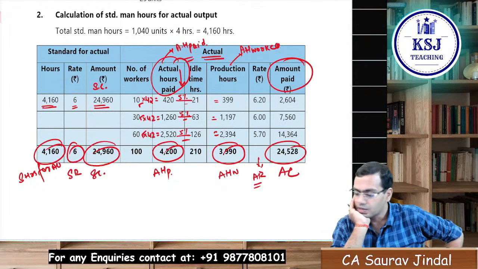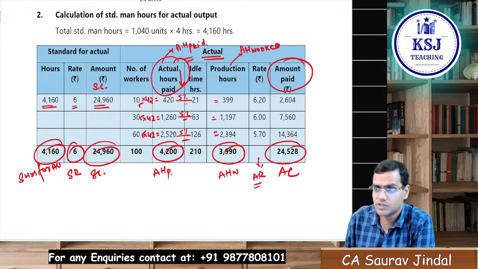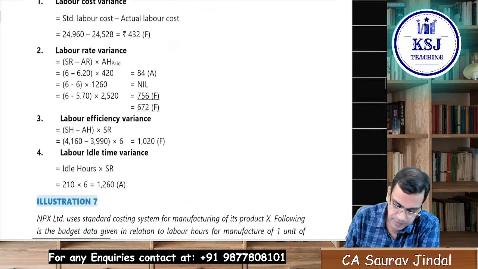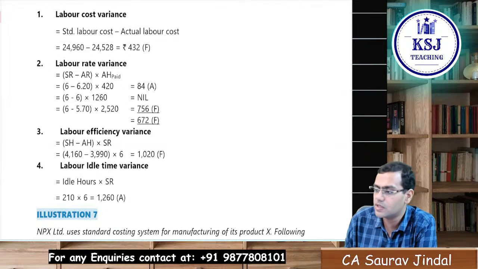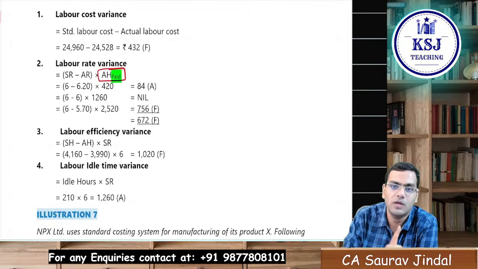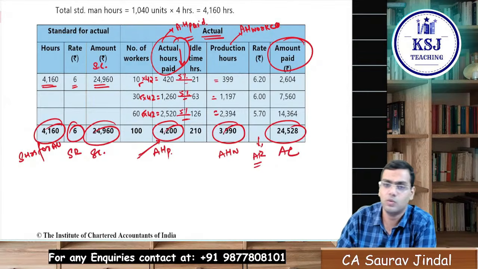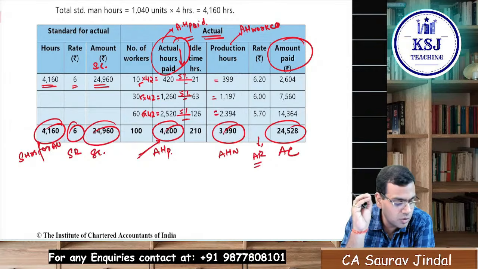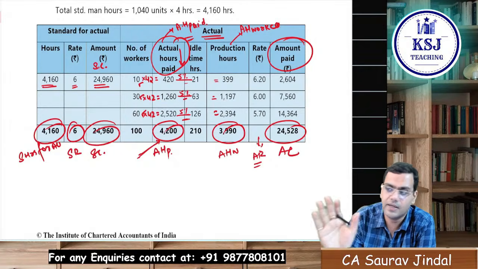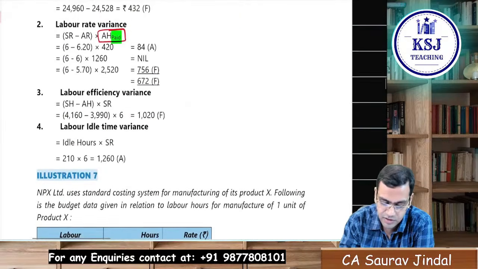Clear? Good. Now, when you are calculating the variances here, as I told you in the conceptual lectures also, in case of labor rate variance, you have to take the actual hours paid and not the worked ones. Rate variance is calculated on the paid hours: whatever you have paid for, what is the difference due to the rate. Thank you Abhishek for your thumbs up.